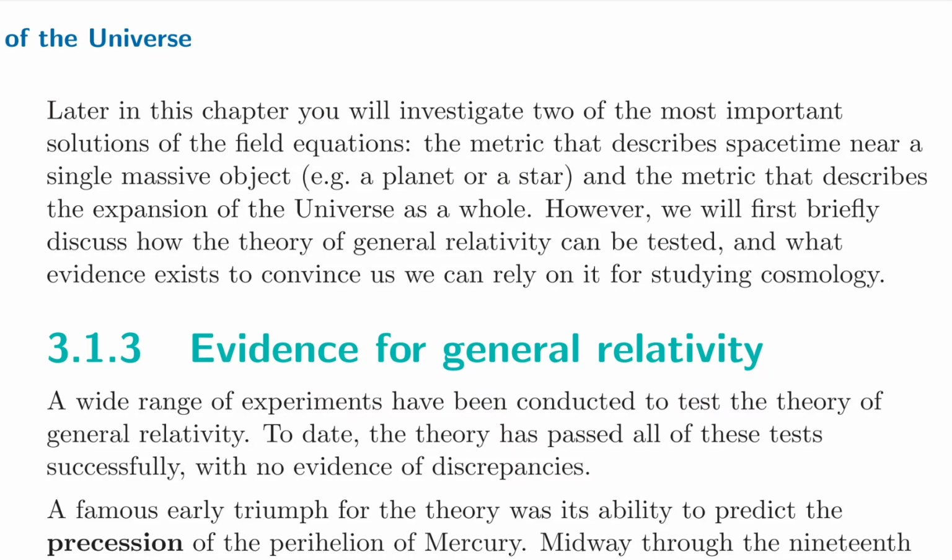Later in this chapter, you will investigate two of the most important solutions of the field equations: the metric that describes spacetime near a single massive object, for example a planet or a star, and the metric that describes the expansion of the universe as a whole. However, we will first briefly discuss how the theory of general relativity can be tested and what evidence exists to convince us we can rely on it for studying cosmology.